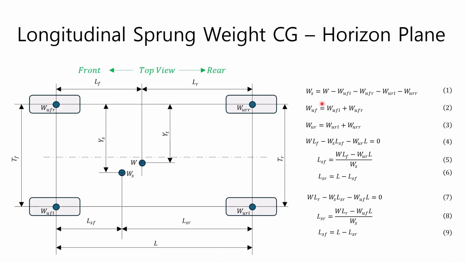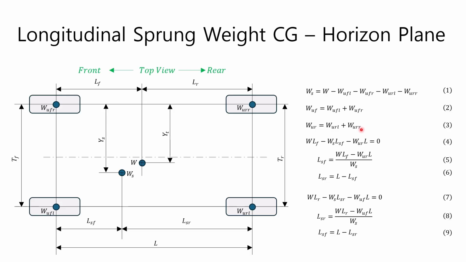Meanwhile, the unsprung mass of the front axle is the sum of the left unsprung mass and the right unsprung mass, so it can be expressed as in equation 2. In the same way, the unsprung mass of the rear axle can be expressed as in equation 3.